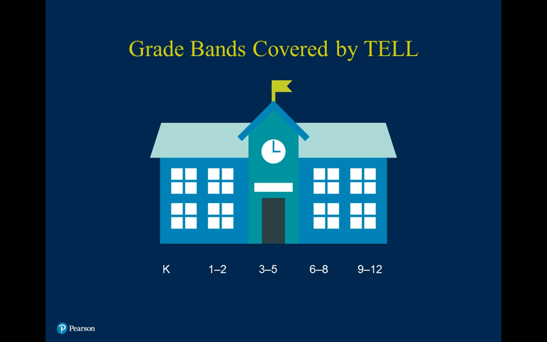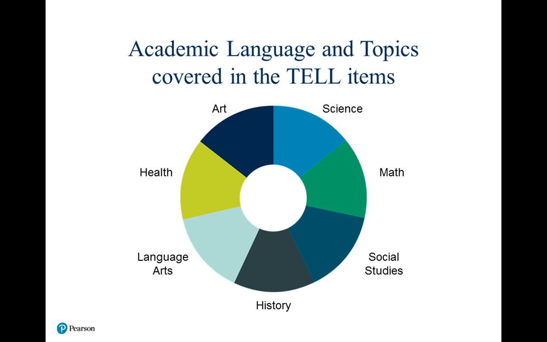It's broken down into 5 grade bands that you're seeing there on the screen, so it spans grades K through 12. We have a total of 21 item types, and those item types were developed to measure social and academic language. Even though TELL wasn't designed to evaluate content, we have many items that measure social and academic language in areas such as language arts, mathematics, science, and social studies.